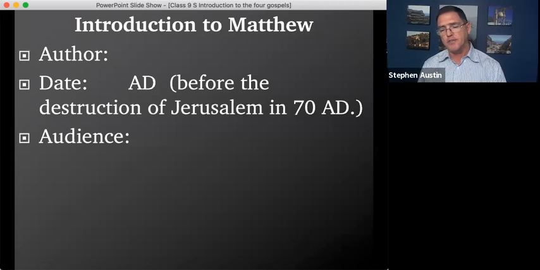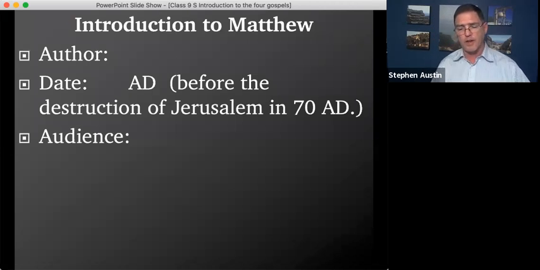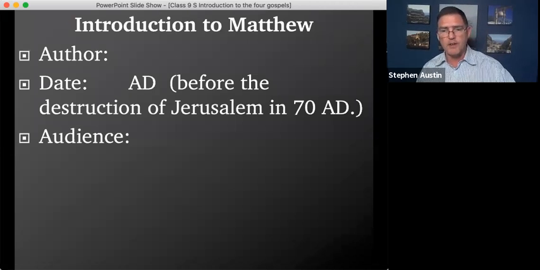And yet, some authors think before the destruction of the temple in Jerusalem in 70 AD, because Matthew talks about that event as if it hasn't happened yet. And so that's a possibility for that date before 70 AD. And then the audience that he wrote to, it seems to be the Jews as a people, written by a Jew to convince Jews that Jesus was the Messiah, while not ignoring the Gentiles either.